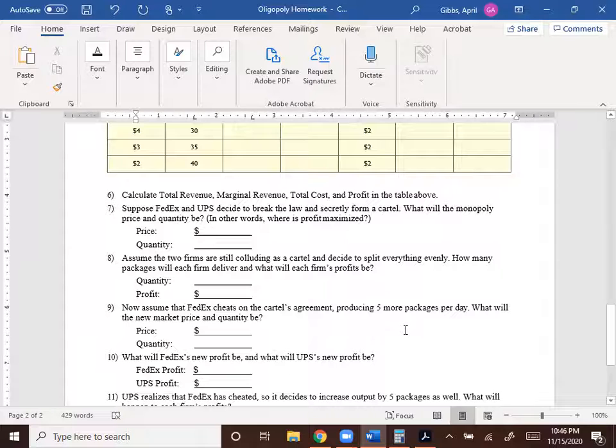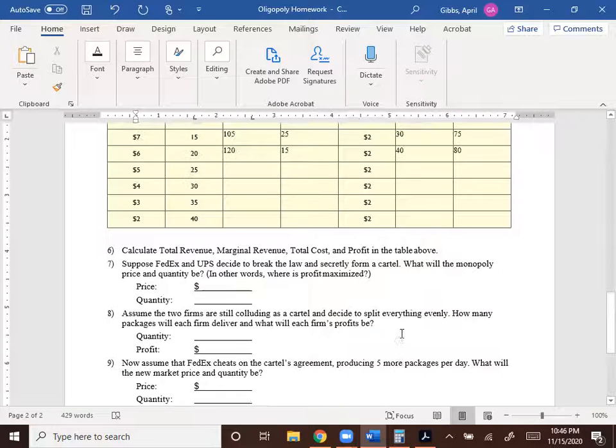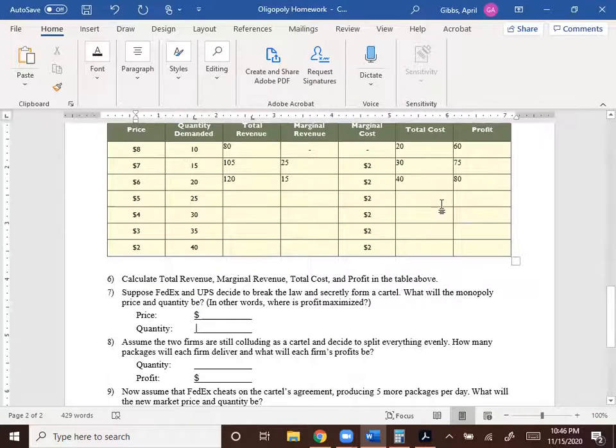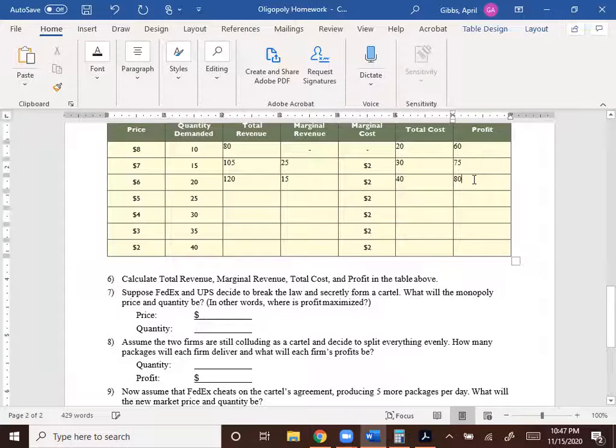So assume two firms are still colluding as a cartel and decide to split everything evenly. How many packages will each firm deliver, and what will each firm's profit be? So if it's still 80, you're going to divide your quantity by 2. So our quantity will be 10. So then their profit will be divided by 2.